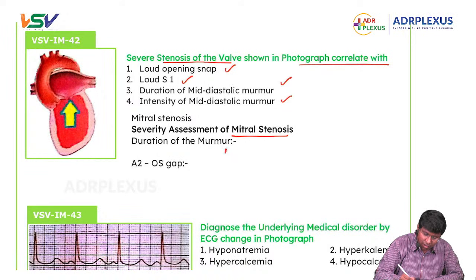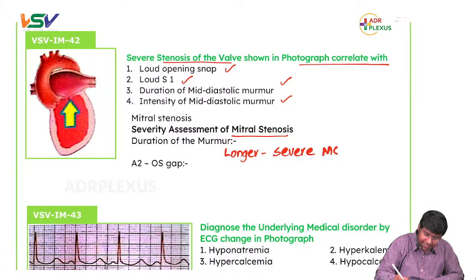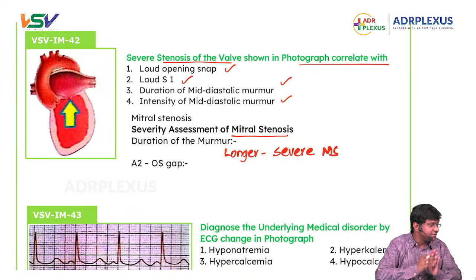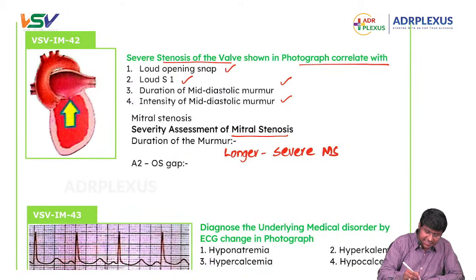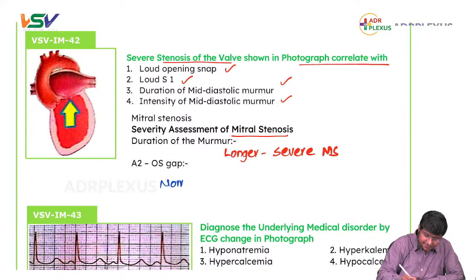Next is the A2-OS gap. If the A2-OS gap is narrow, then it is suggestive of severe MS. If the A2-OS gap is wide, then it is suggestive of progressive MS or mild MS. Okay, so it is the duration of the mid-diastolic murmur. So severe stenosis of the valve shown in the photograph correlates with the duration of the mid-diastolic murmur.